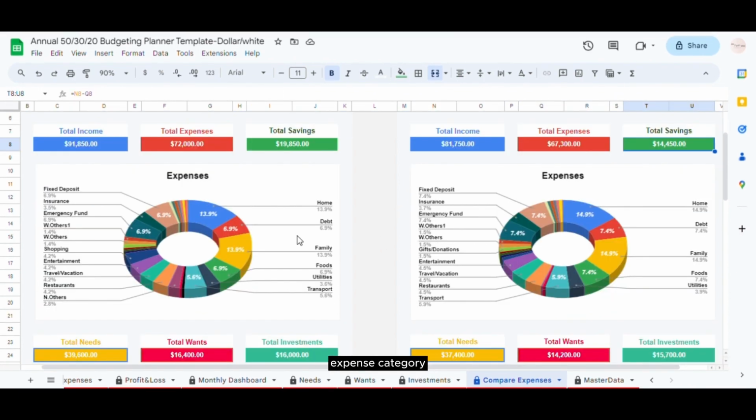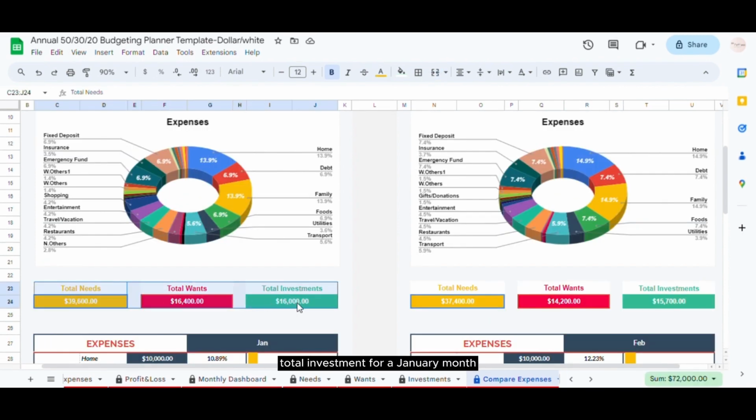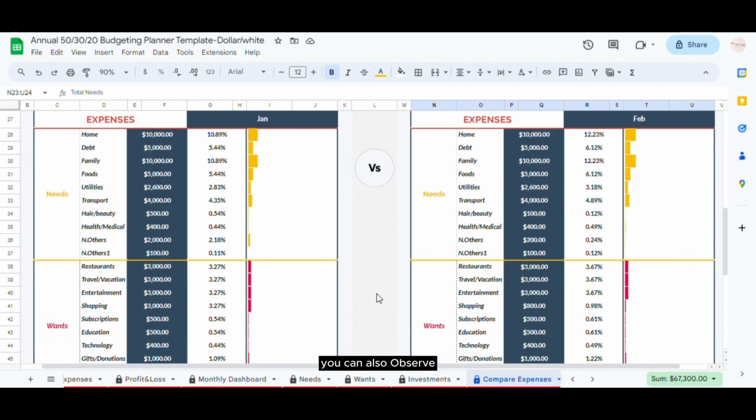Here you can see the expense category percentage wise, and you can also observe the total need, total want, total investment for a January month and for the February month. You can also observe the expense category wise and percentage.